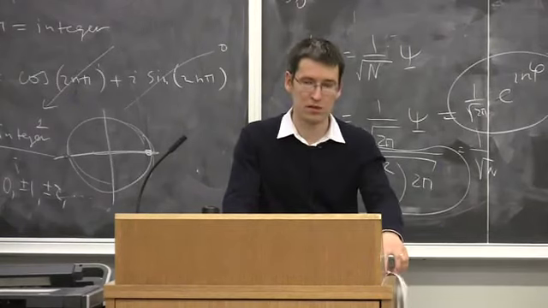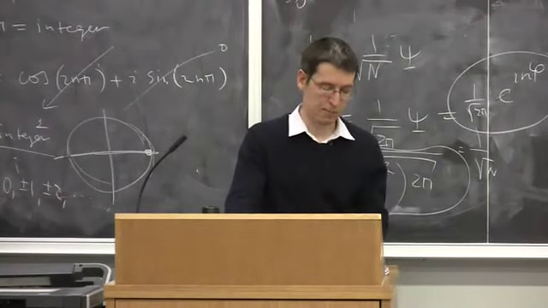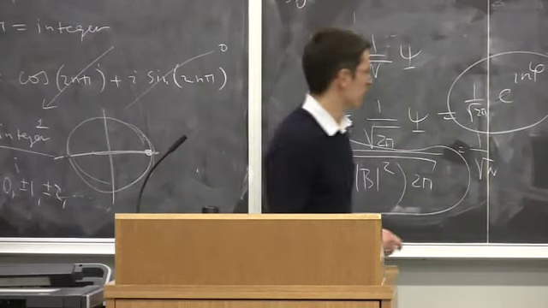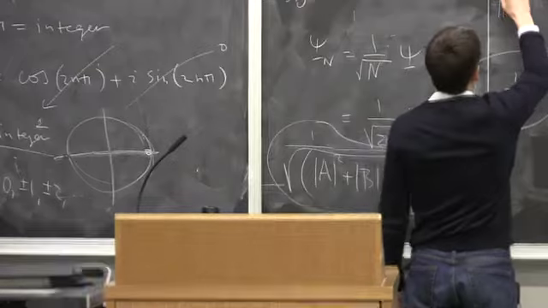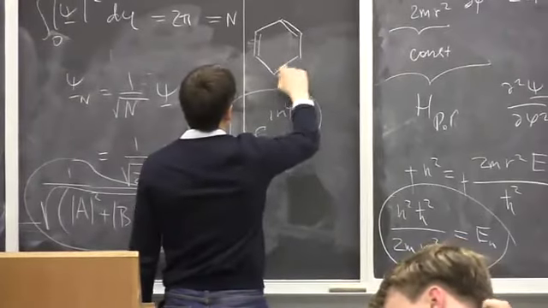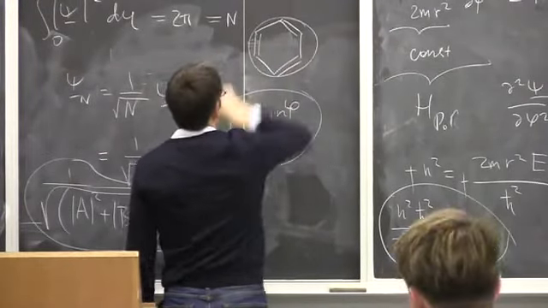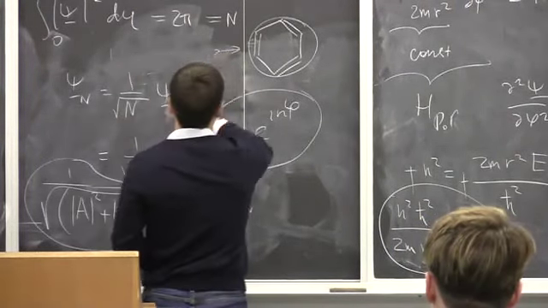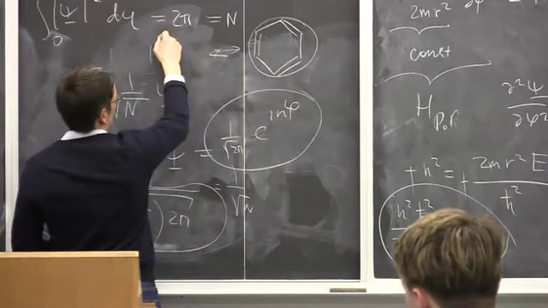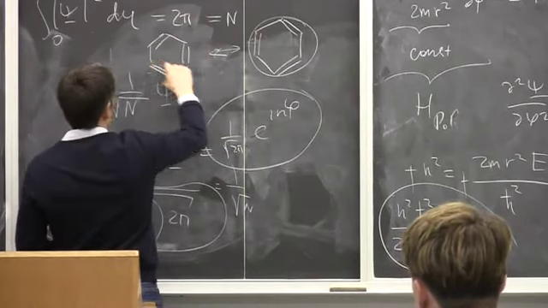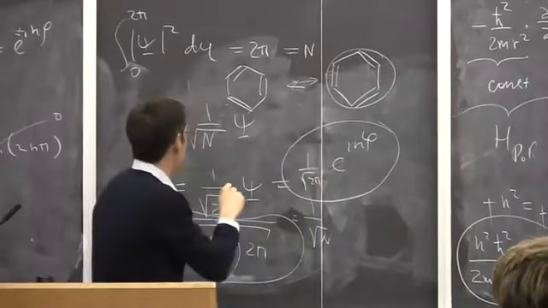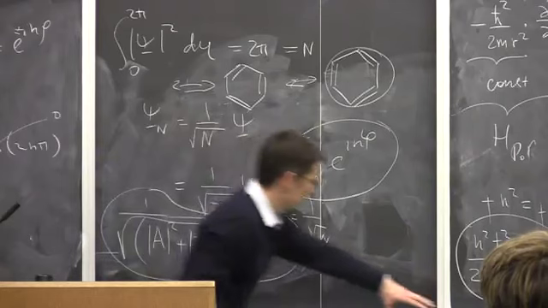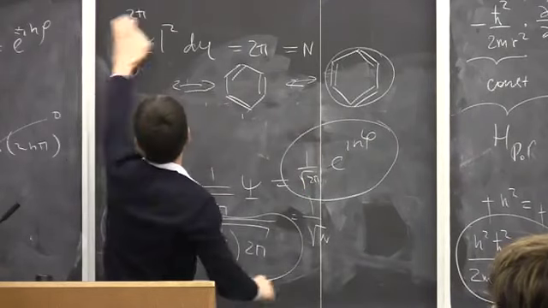Because after all, these aromatic compounds are like a particle on a ring. Let's say benzene. You can think of benzene as a particle on a ring, because the pi system is delocalized. They like to draw these resonance structures, right? And so essentially this is equivalent to Kekule's structure.